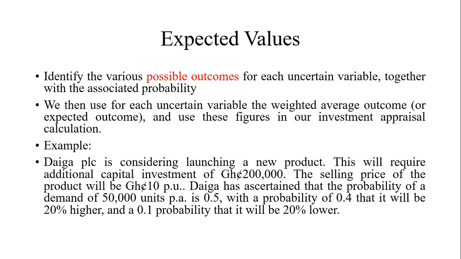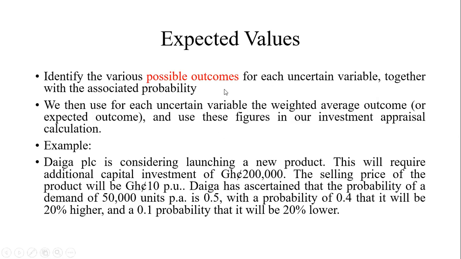So here we identify various possible outcomes for each uncertain variable. Anytime you hear probability, it means there's uncertainty. So in terms of, say, your variable cost, you are not certain that, for instance, variable cost would be 50,000. At what level? What is the risk? What is the uncertainty? Is it 70%? Is it 10%? Is it 30%? So you use the expectation, the probability, to be able to derive what we call an expected value and use that to appraise your investment.